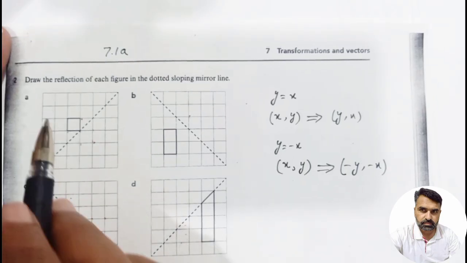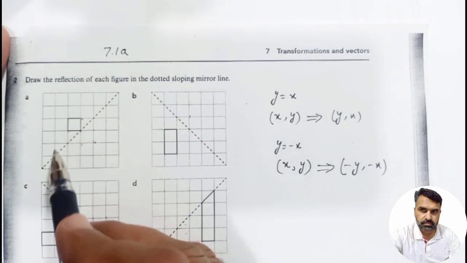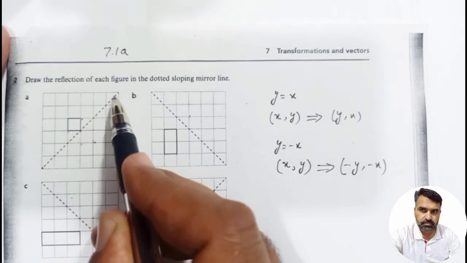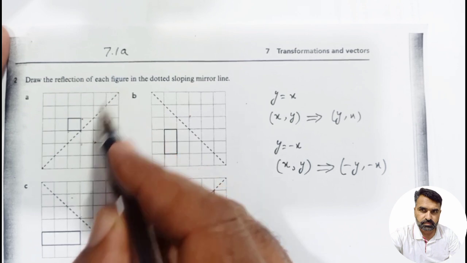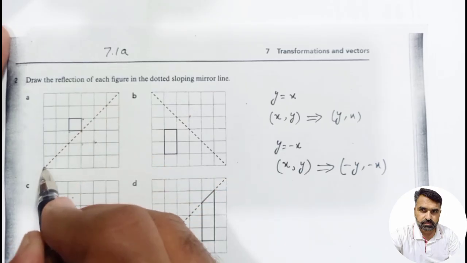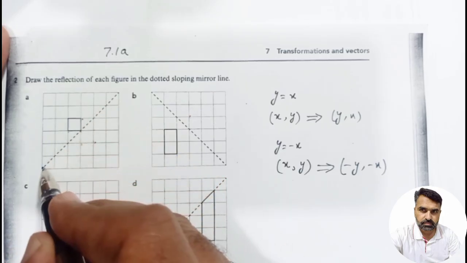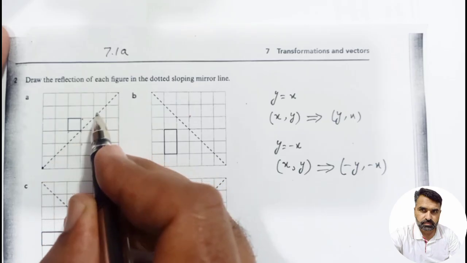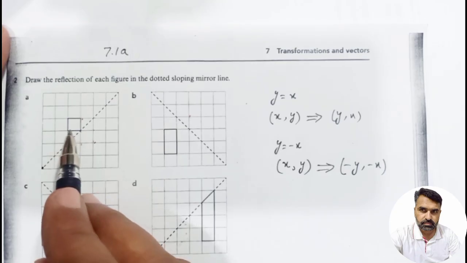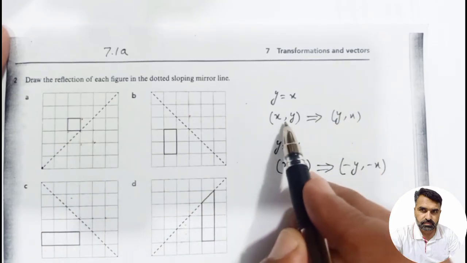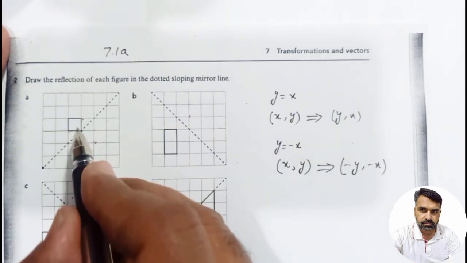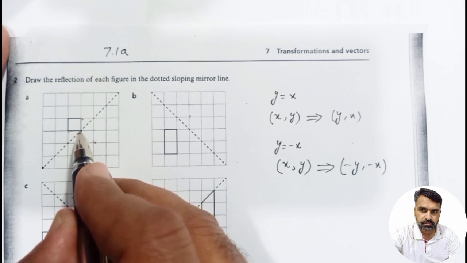Now students, look at A part. There is a box or square, and the equation of this line will be y is equal to x, because this line is moving left to right upward and we suppose that it is the origin, and this line is passing through origin and moving left to right upward. So the equation is y is equal to x, and when we find the reflection of any point, we have to change the coordinates. Now students, this point is invariant because it is on the mirror line and this point will not be changed.